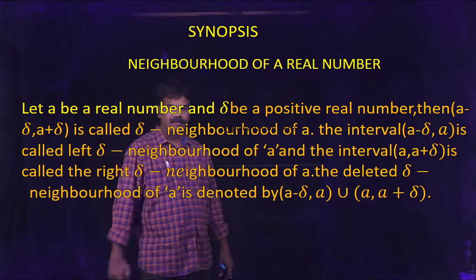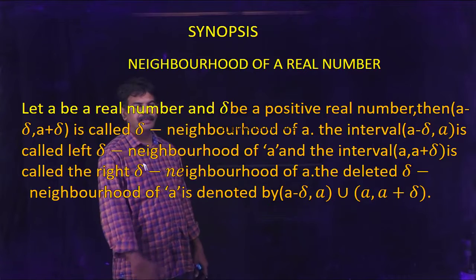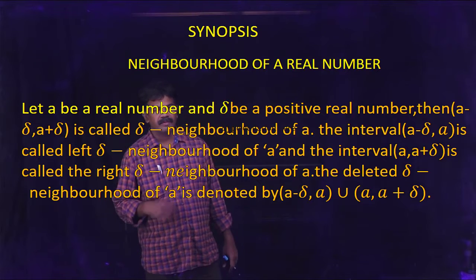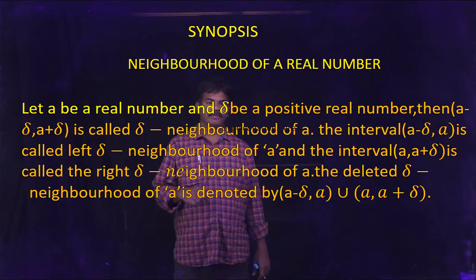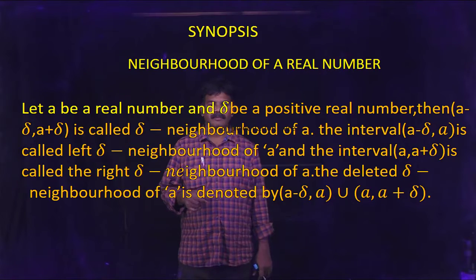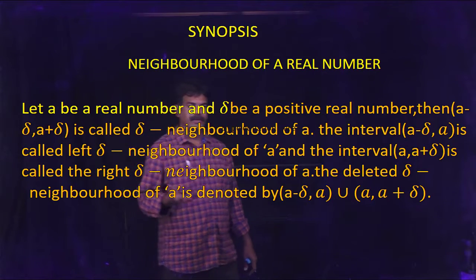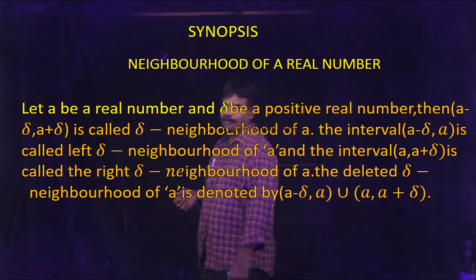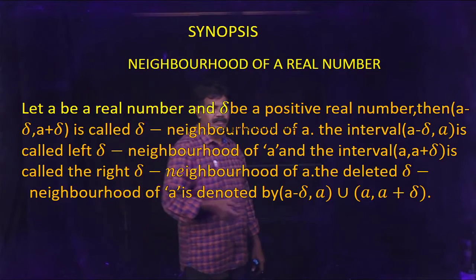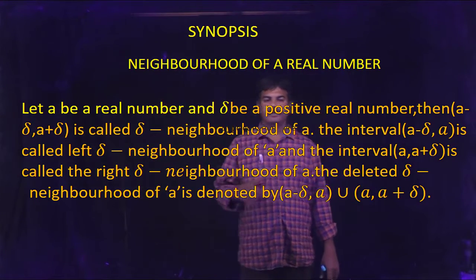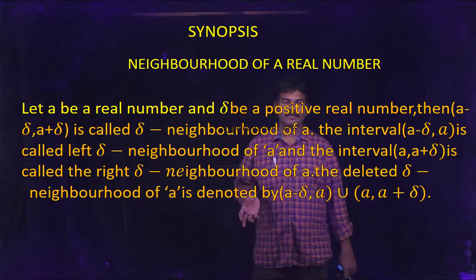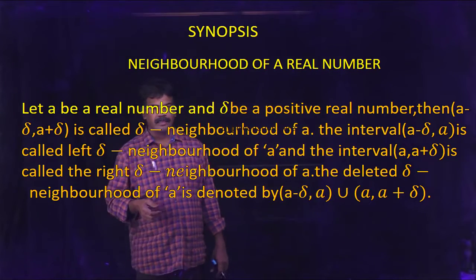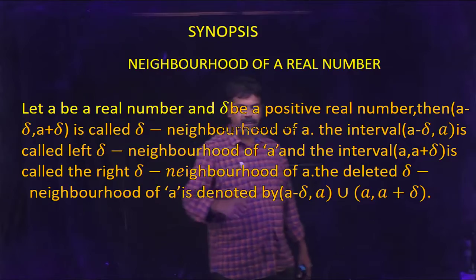Here two elements are there, those are a and delta. A is a real number and delta is a positive real number. Here two intervals are there. These two are open intervals. (a minus delta, a plus delta) is called the delta neighborhood of a. The open intervals (a minus delta, a) and (a, a plus delta) are the left and right neighborhoods of a. The union of these two intervals is the neighborhood of a.